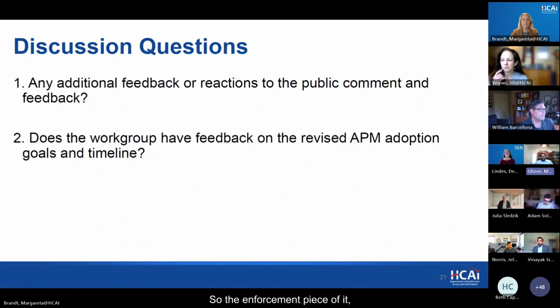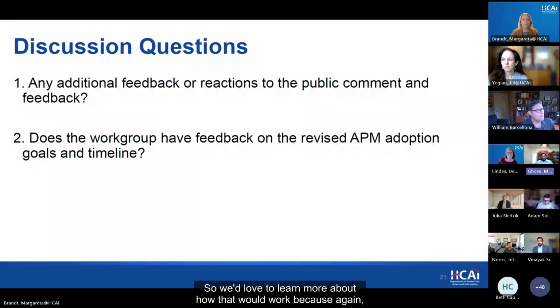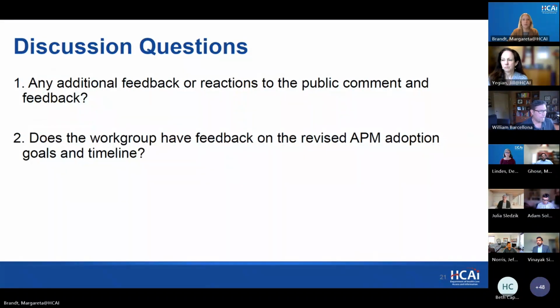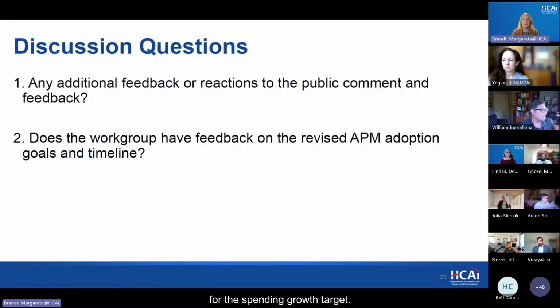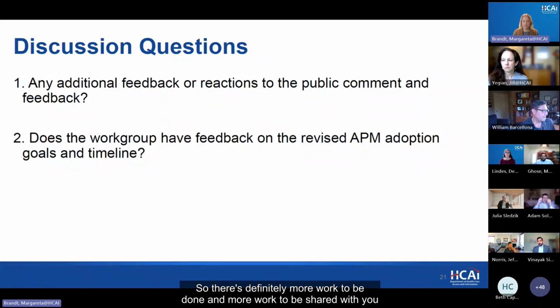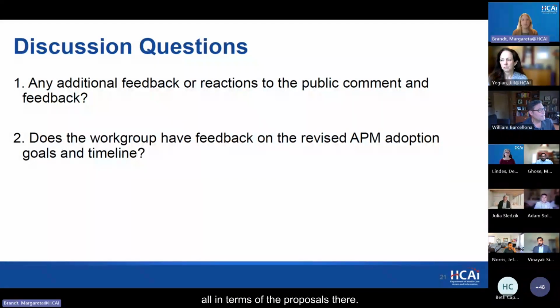And just as a follow-up to that, though, again, that is a change from where we started the process, right? So the enforcement piece of it, we were more looking at this as guidance. So we'd love to learn more about how that would work, because again, there's two sides to the coin. The performance improvement can be on the health plan, but if the provider community isn't at the table for that performance improvement, then it's kind of one-sided. Sure, there's a lot of work going on across OHCA to develop the enforcement process for the spending growth target. So there's definitely more work to be done and more work to be shared with you all in terms of the proposals there.